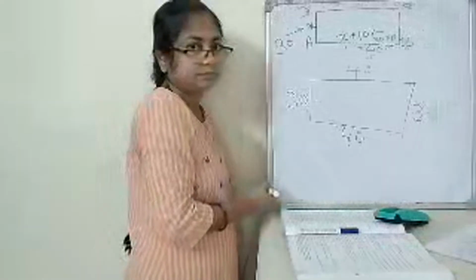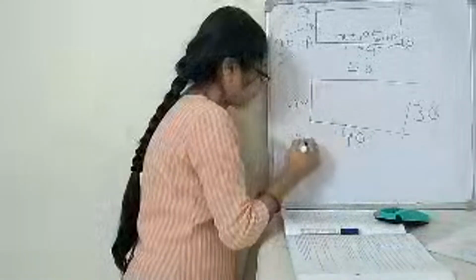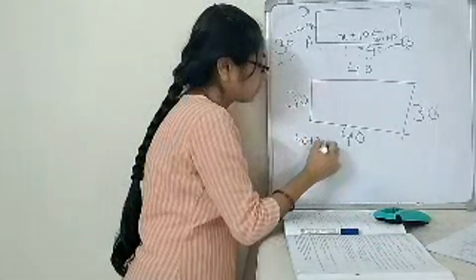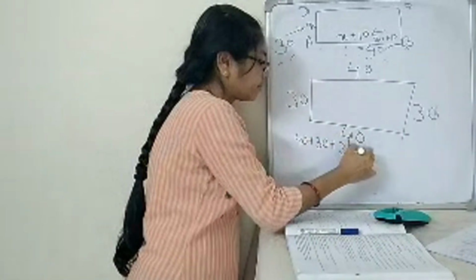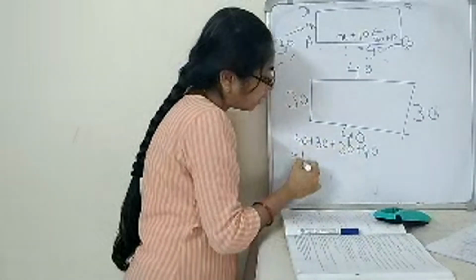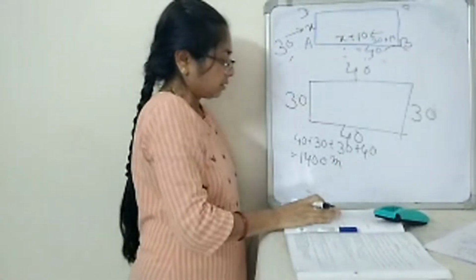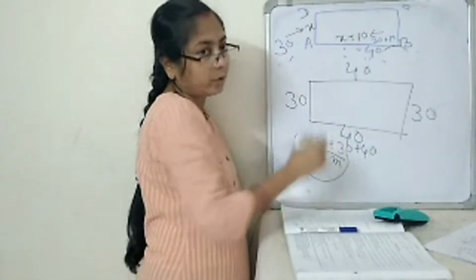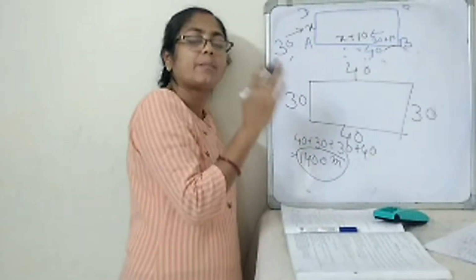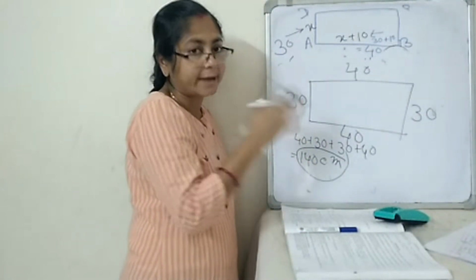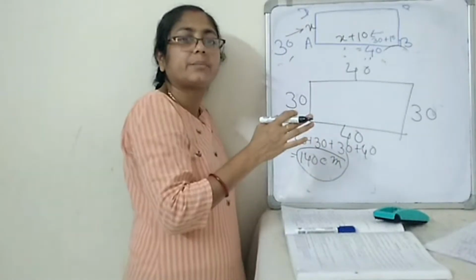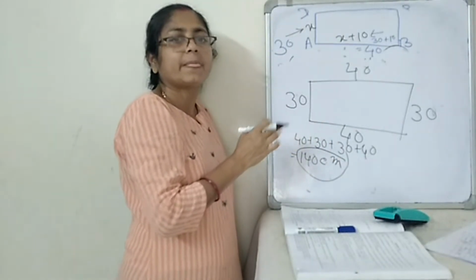So I check it: 40 plus 30, 30 plus 40. It is 140 centimeter. And according to the question, the perimeter is 140. So if you check the maths backwards, you can understand whether it is right or wrong. If it does not come to 140, it means your maths is wrong. Okay? Please, I check the chat.